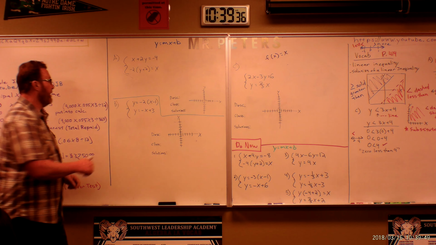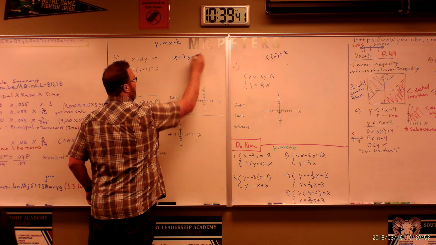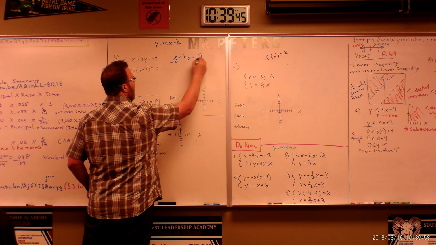No. No, so we need to do that. Let's work with this one first. x plus 2y equals -4. Tell me how to solve this. Negative x, negative x. Yes, subtract x from both sides, rewrite it.